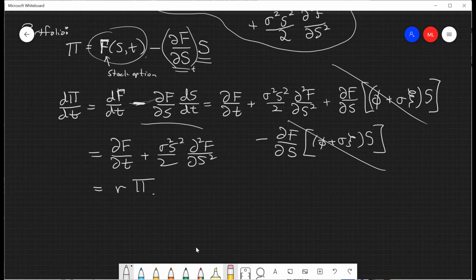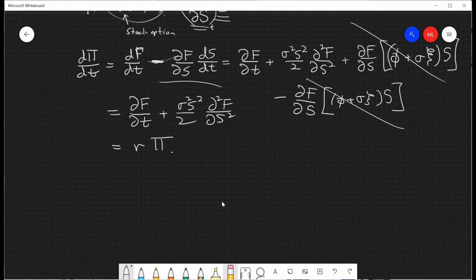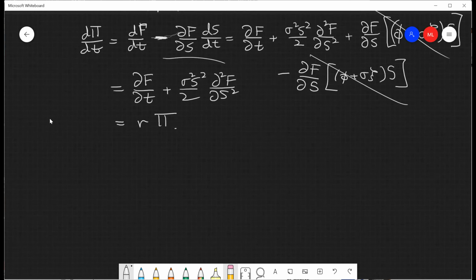And so that process gives you an equation of motion. Of course, that was deriving an equation of motion for the portfolio. But now that you have shown that it's a risk-free investment, you know that this must also equal just a constant rate of return. That actually gives you an equation of motion for the stock option, the F, that instrument that you use to take advantage of changes in the stock price.